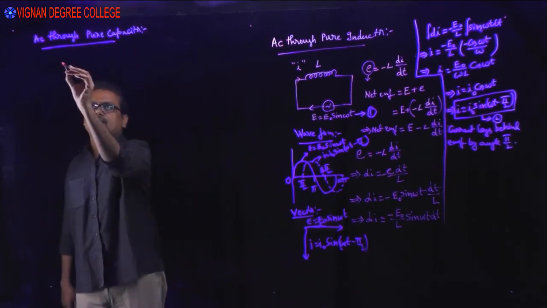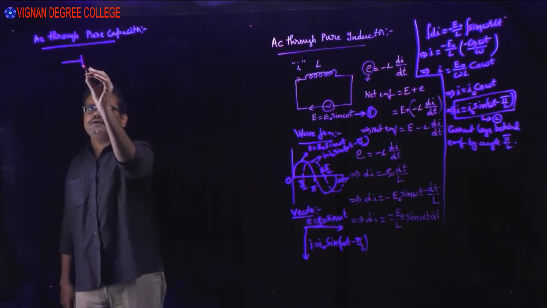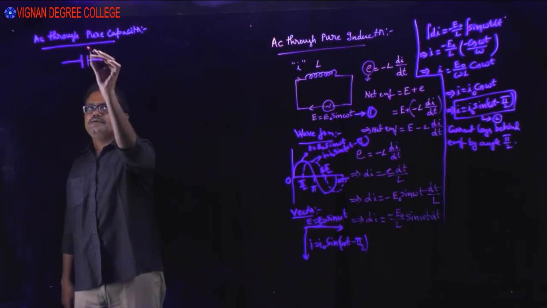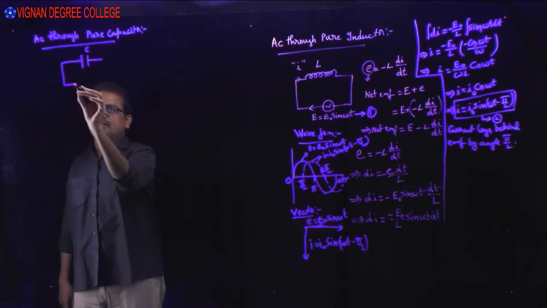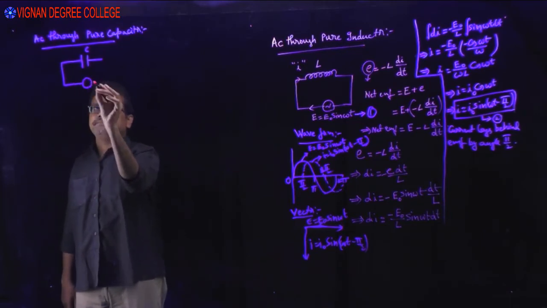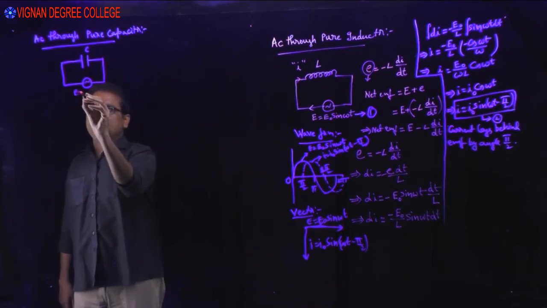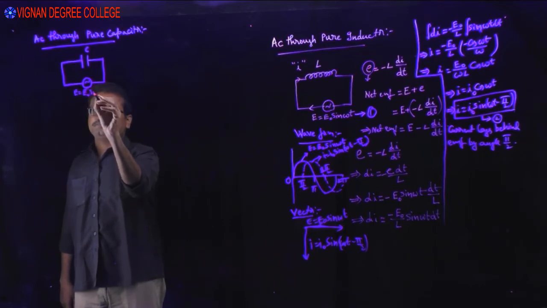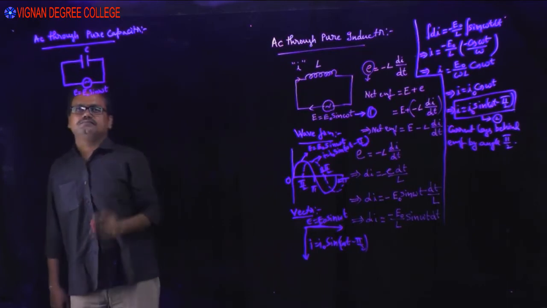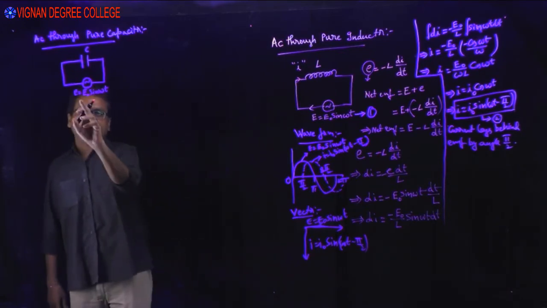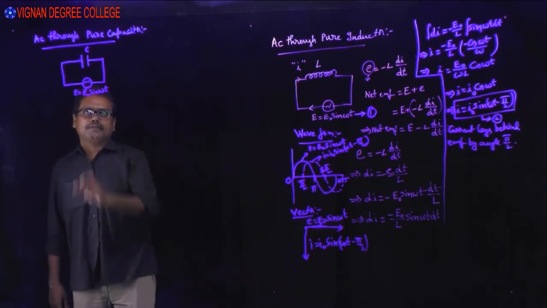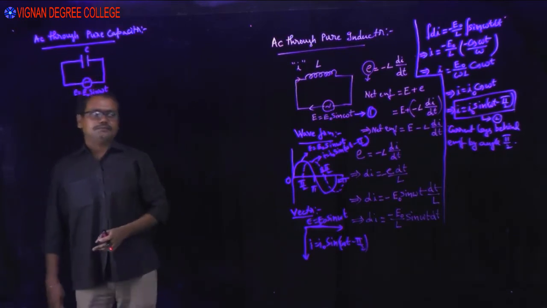Here, consider a capacitor of capacity C, which is connected to an alternating source of EMF E is equal to E naught sin omega t. Here also we have to derive the relation between applied EMF and current flowing through this capacitor.